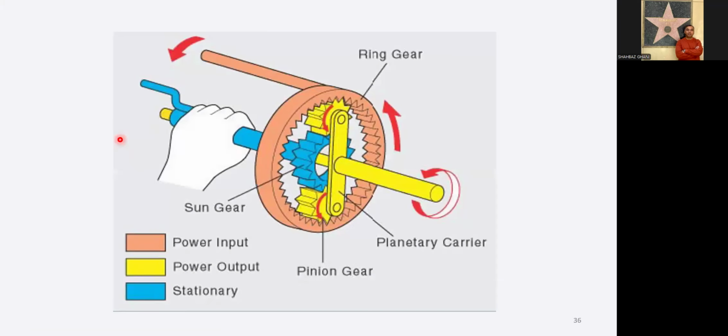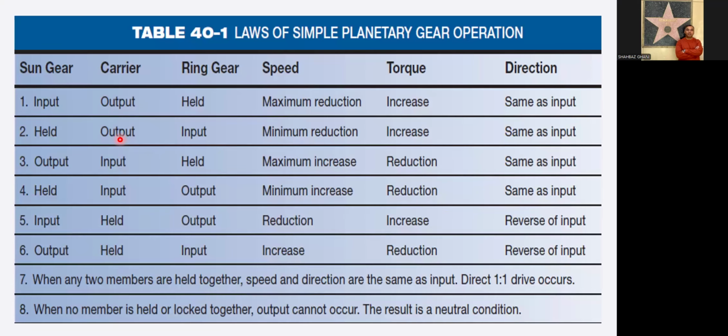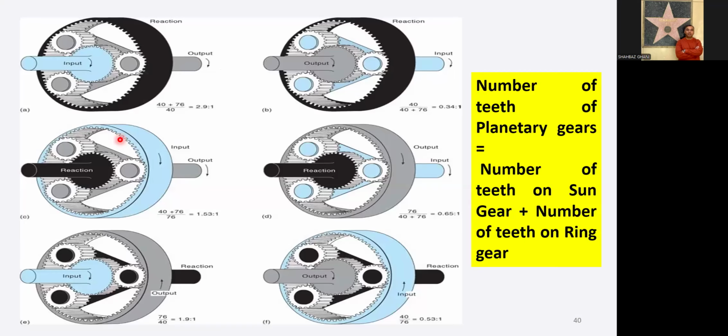We have studied this thing, and these were the examples given, with the same chart. The number of teeth on a planetary gear set is equal to the number of teeth on the sun gear plus the number of teeth on the ring gear. That determines the ratio in which they are moving.